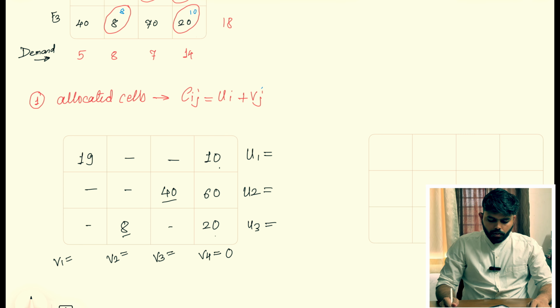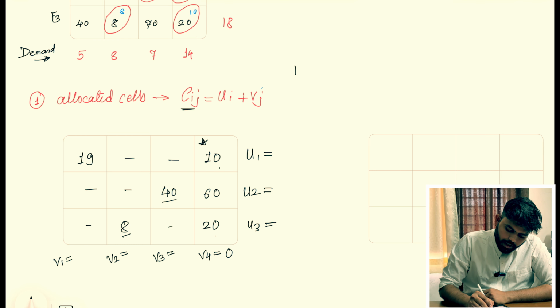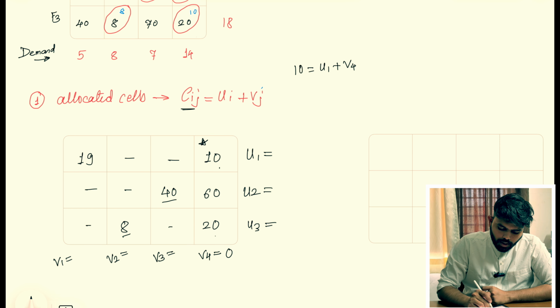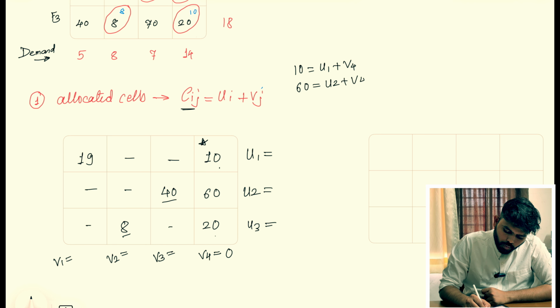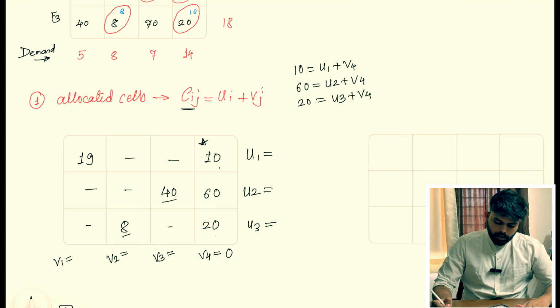According to this formula, Cij stands for the cell value. So if we consider this particular cell value, we can write 10 is equal to U1 plus V4. Yes or no? Because U1 and V4 are the corresponding values of that cell. Similarly, we can write 60 is equal to U2 plus V4, and 20 is equal to U3 plus V4. So this is the meaning of this formula. Okay, let us start.